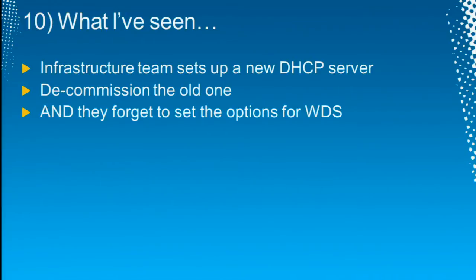The problem was the infrastructure team had decommissioned a DHCP server, brought up a new one, and didn't configure the scope options for WDS. It took all of 20 seconds to go in and fix it, but I was amazed that this had been down since February. So they just stopped using WDS. That's when they started using MDT, which I thought was interesting.